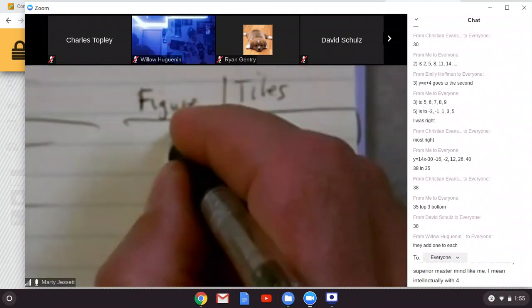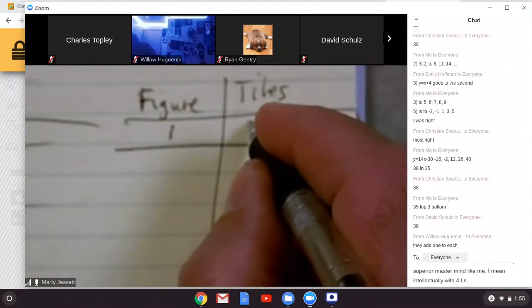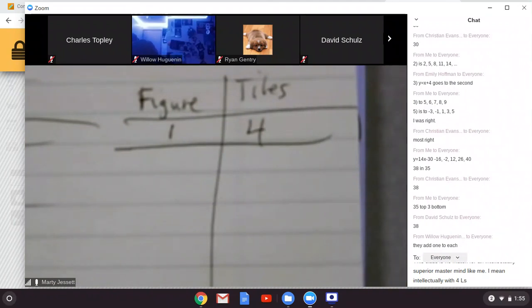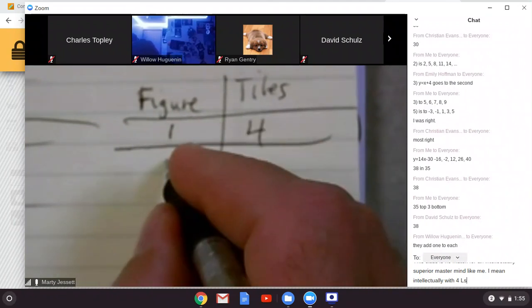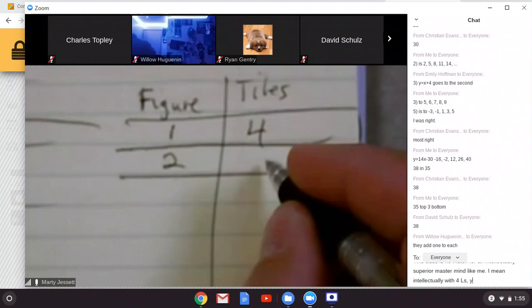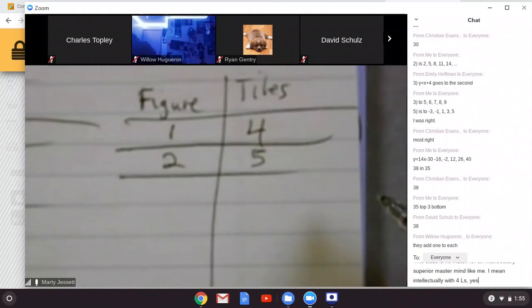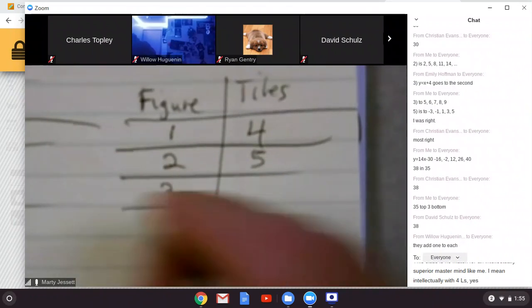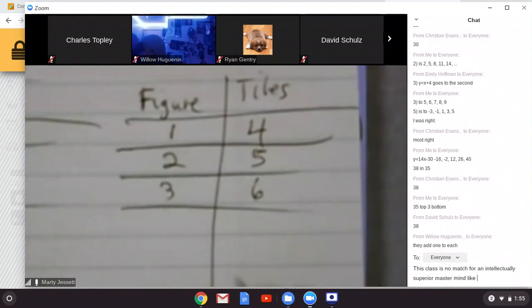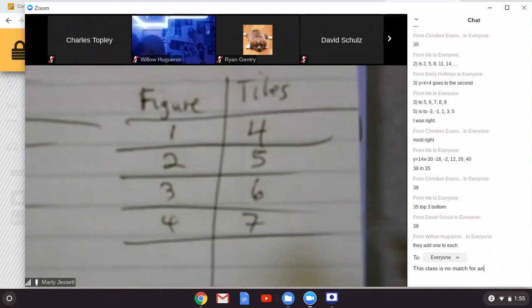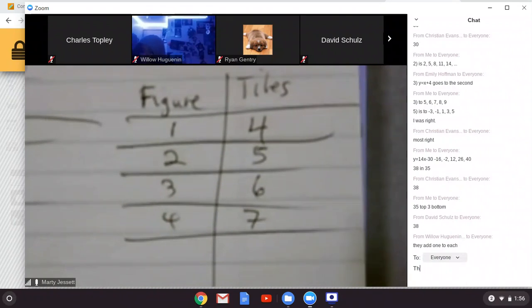Okay, so figure 1 had 4 tiles. You had 3 across the bottom and then 1 going vertically. In figure 2, we had 5 tiles. It had 3 across the bottom and 2 going up. Figure 3, 3 across the bottom and 3 going up, and then figure 4 had 3 across the bottom and 4 going up. So we had that.